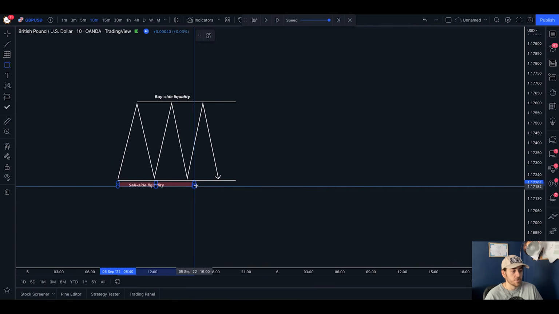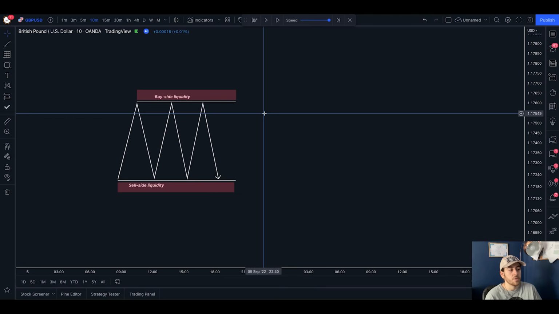These orders are therefore known as liquidity. And that is what we're talking about when we use the term liquidity. With a collection of orders above and below the current market's range, that leaves us with orders to sweep. That leaves us with liquidity.